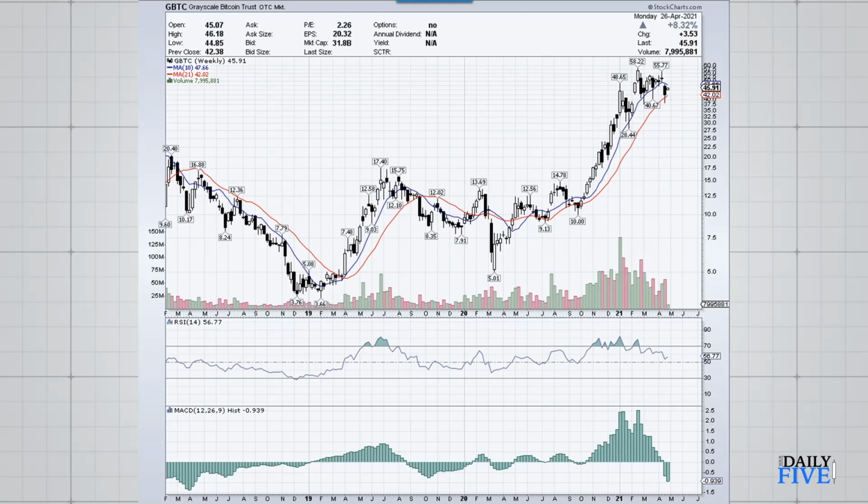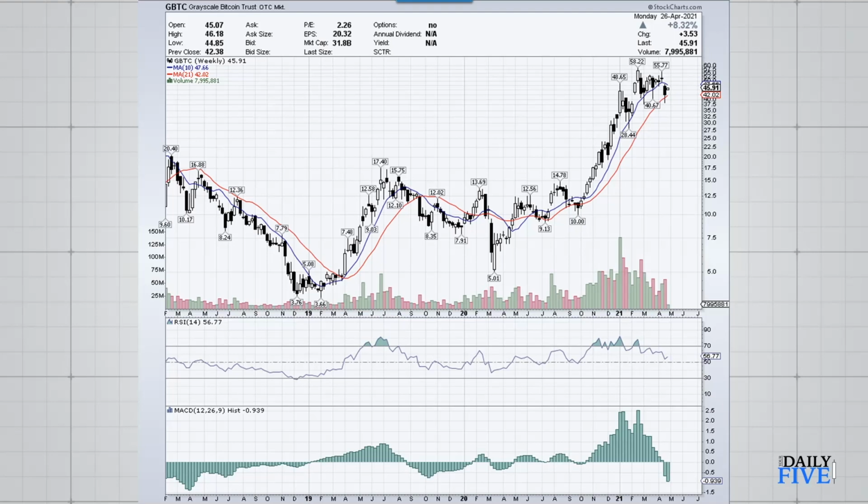So we're going to look at a weekly chart, then a daily chart, and then a 120-minute chart. And we're going to look at this from a technical standpoint of where it is and what trading tactics you might be able to employ at this time based on that information.